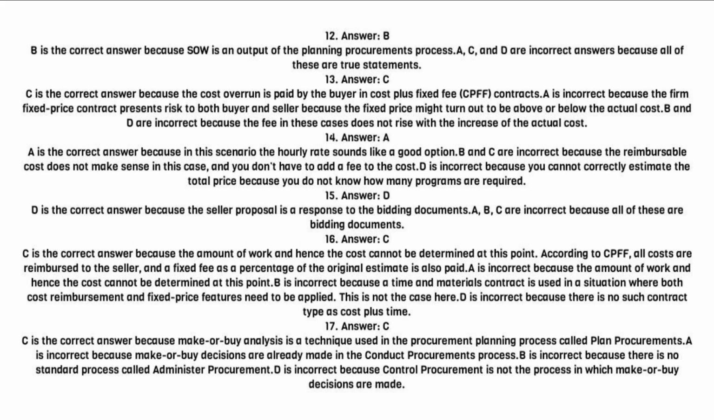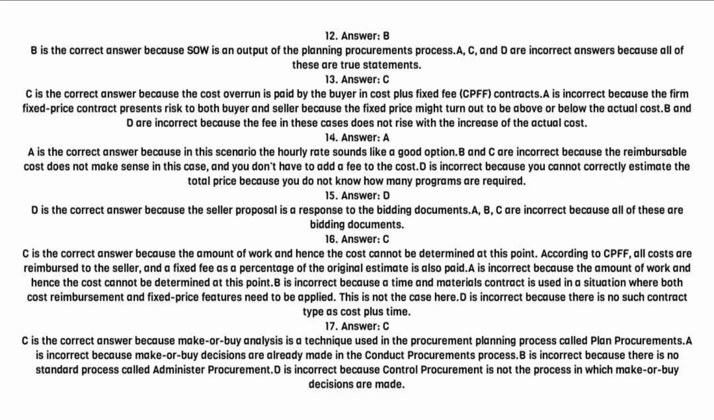14. Answer A. A is the correct answer because in this scenario the hourly rate sounds like a good option. B and C are incorrect because the reimbursable cost does not make sense in this case, and you don't have to add a fee to the cost. D is incorrect because you cannot correctly estimate the total price because you do not know how many programs are required. 15. Answer D. D is the correct answer because the seller proposal is a response to the bidding documents.